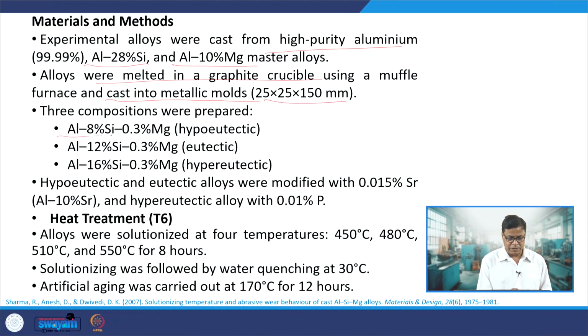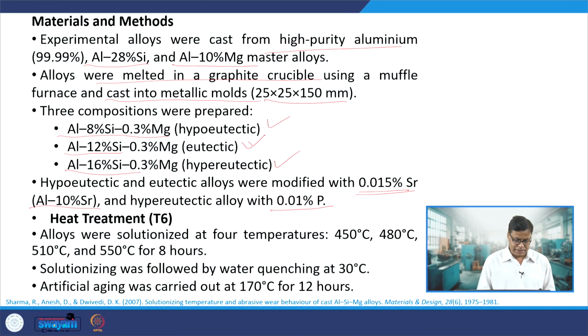Three types of cast alloys were made, like aluminum 8% silicon, aluminum 12% silicon and 16% silicon, one hypoeutectic, another eutectic and one hypereutectic. Then the hypoeutectic and eutectic alloys were modified with 0.015% strontium using aluminum 10% strontium master alloy, and for the hypereutectic alloy, for refining the primary silicon particles, 0.01% phosphorus was added.